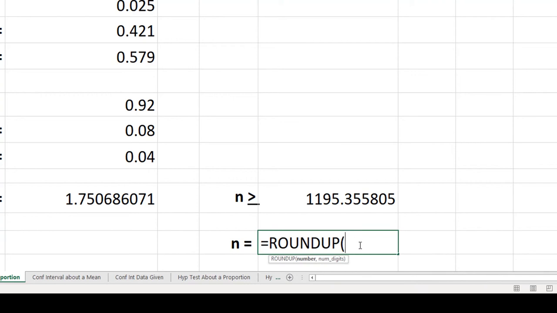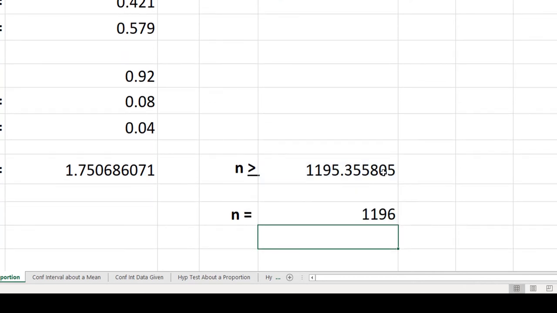The first thing, it's asking for a number, and the number comes from right over here. It says n is greater than or equal to, comma, and it says the number of digits. It means the number of digits to the right. So basically we just put 0. In other words, we don't want anything to the right of the decimal. Now I'm going to close my parenthesis and press enter, and you'll see it gives me the 1196 number.